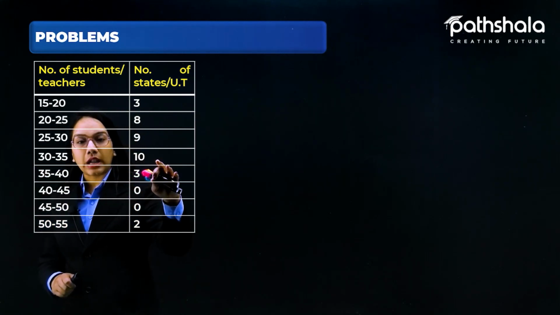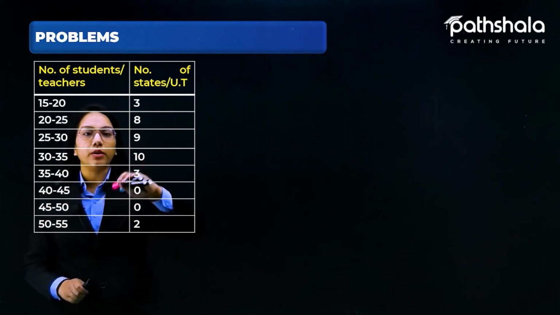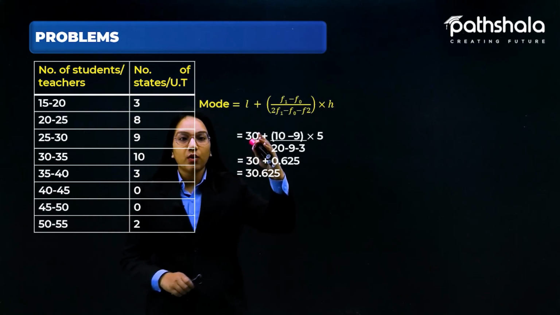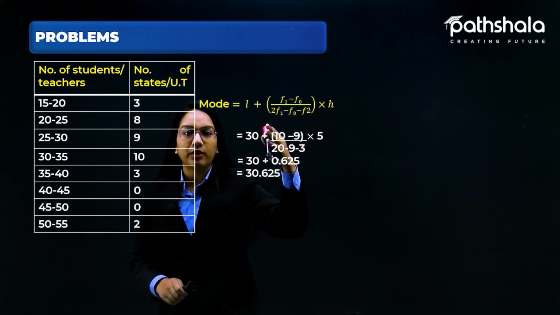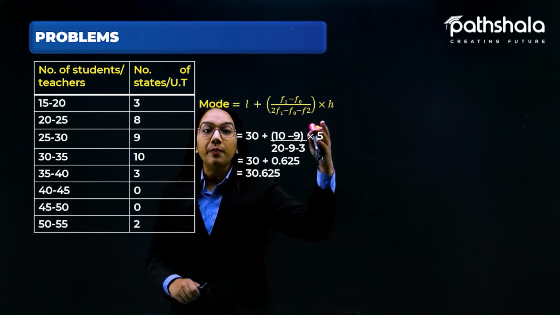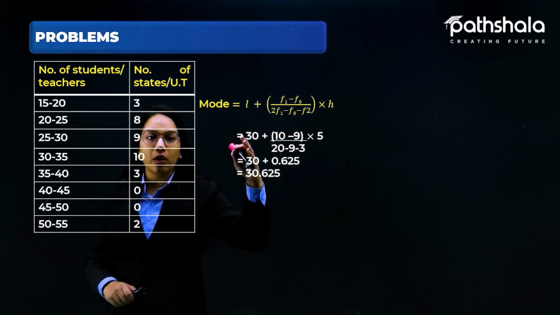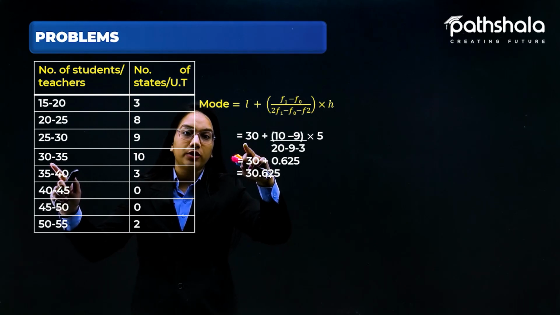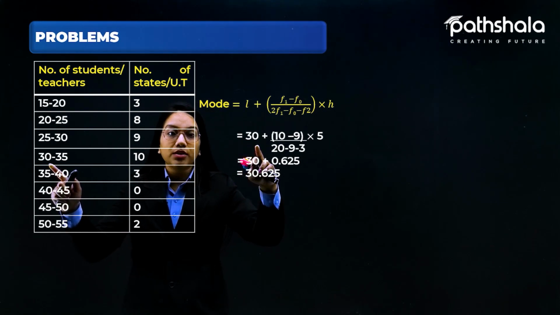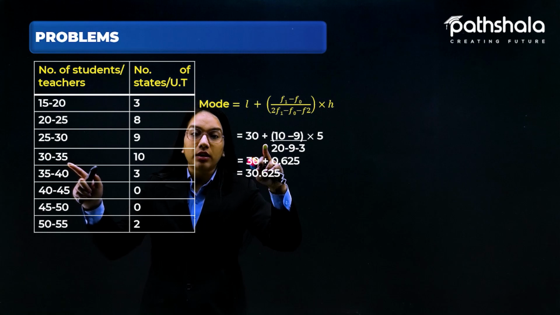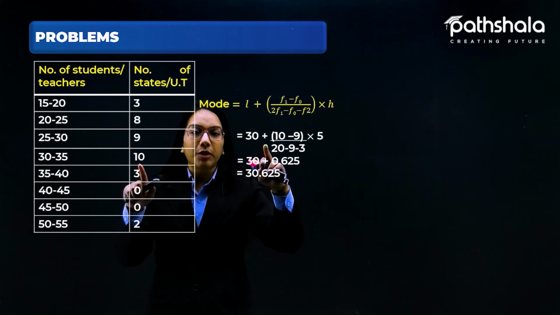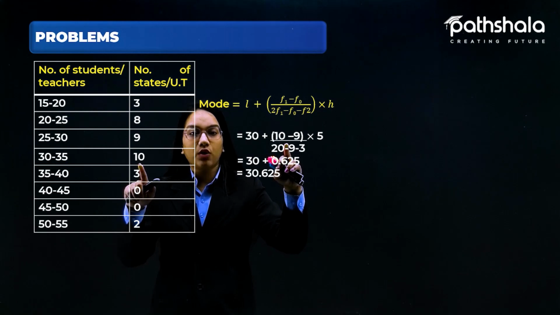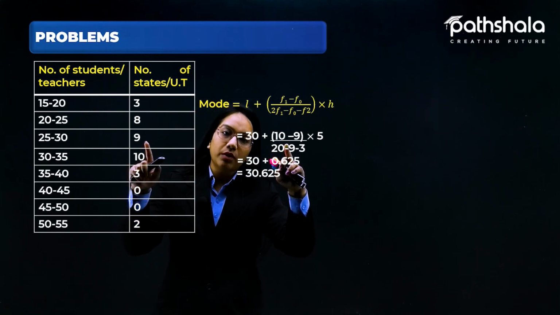So for this modal class, now we are going to find the mode. We know that the mode is equal to L plus (F1 minus F0) divided by (2F1 minus F0 minus F2), into H. Now let's plug in all the values. First of all, L is the lower limit, and the lower limit of this modal class is 30, plus F1. F1 is the frequency of this modal class, that is 10, minus F0. F0 is the frequency of the previous class.